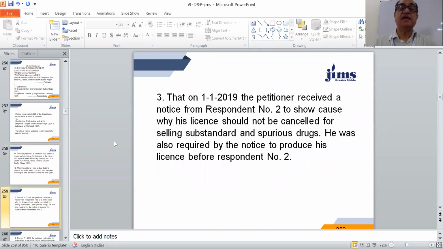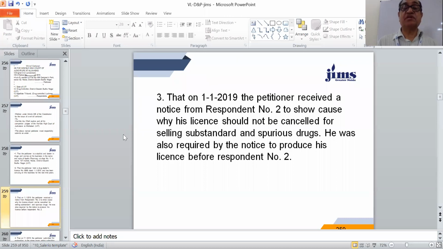Para 3: that on 1/1/2019, the petitioner received a notice from respondent number 2 to show cause why his license should not be cancelled for selling substandard and spurious drugs. He was also required by the notice to produce his license before respondent number 2. So this is the bundle of facts giving rise to the cause of action to the petitioner, that he has received a notice from respondent number 2 in which he is asked to show cause as to why his license should not be cancelled for selling substandard and spurious drugs.